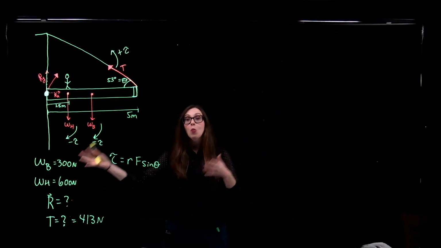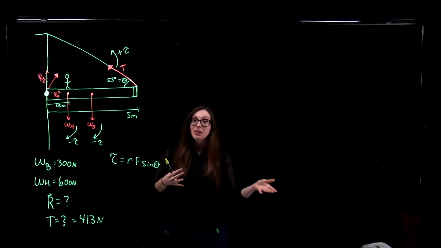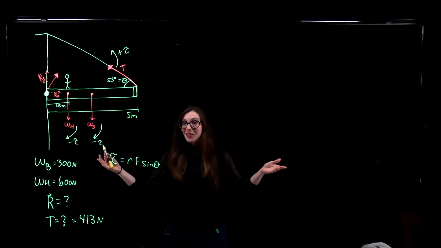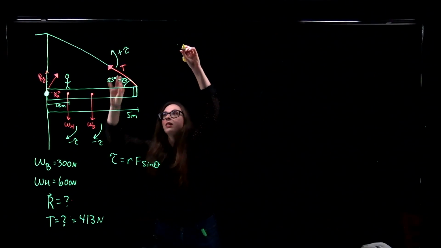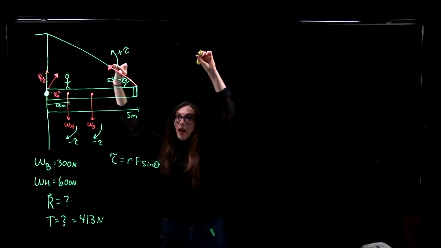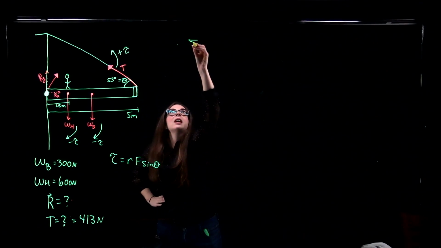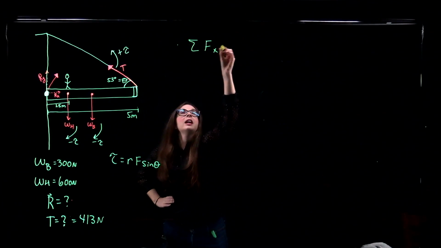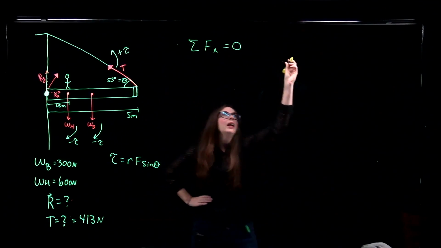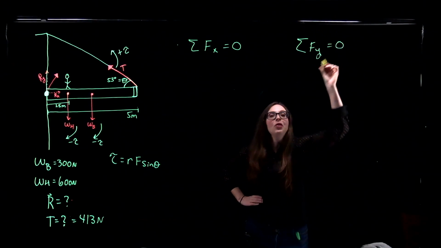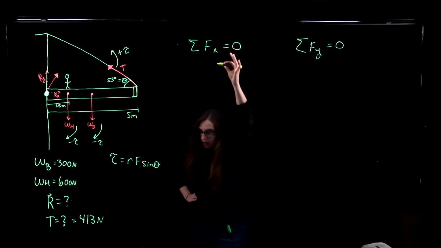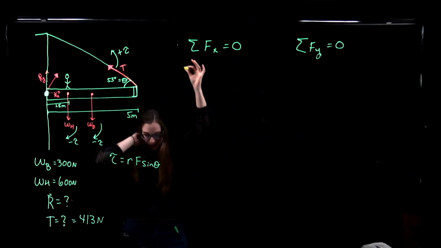Now to get the force that the wall exerts on the beam, we have to use Newton's second law. We're going to have to use Newton's second law in both the x and the y direction, of course, because this tension has an x and a y component. So let's say we've got the sum of our forces in the x direction has to equal 0, and we've got the sum of our forces in the y direction that also has to equal 0. So let's first work on the sum of our forces in the x direction.